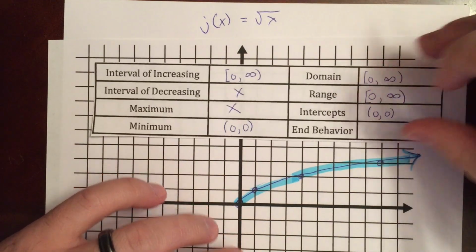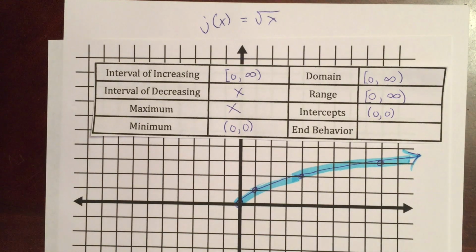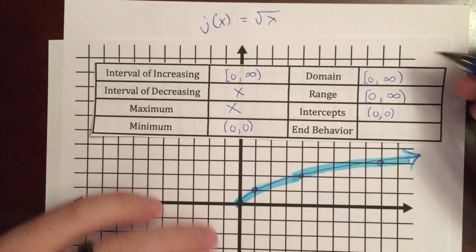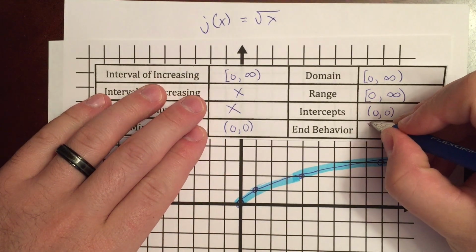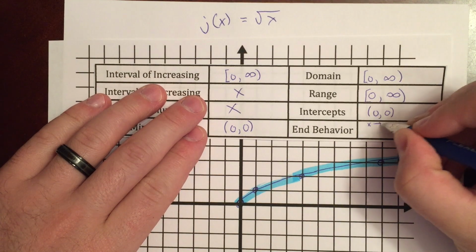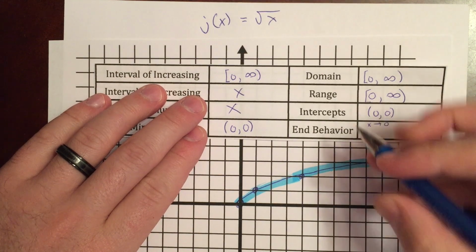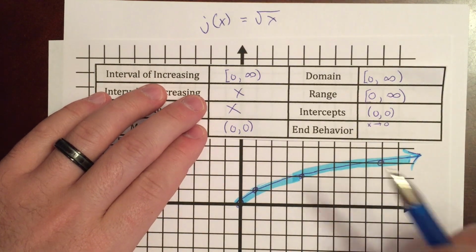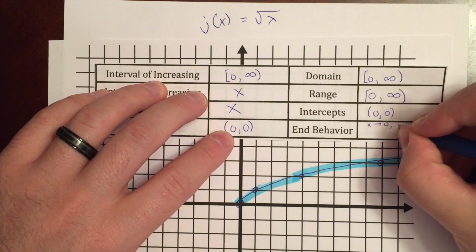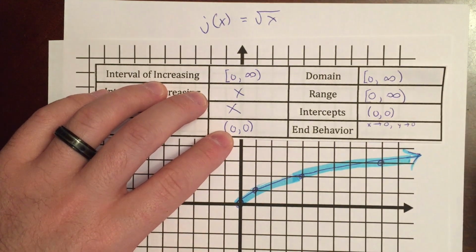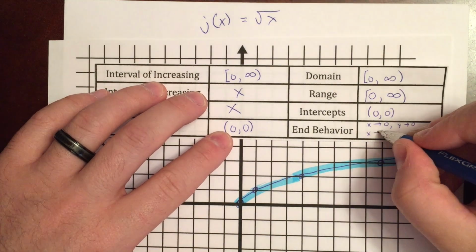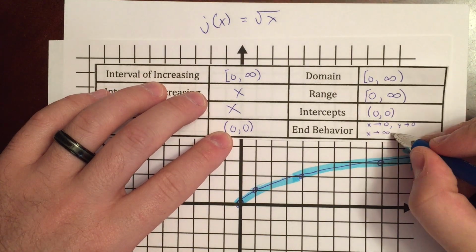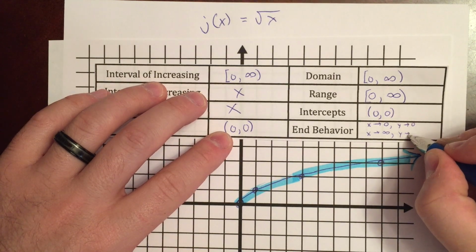Now for end behavior. End behavior is, if we're looking at the graph, what's it going to do if we look to the left, and what's it going to do if we look to the right. So as we're looking to the left, as x approaches 0, y will also go to 0. It won't go any lower than that. As x approaches infinity, y will also approach infinity.